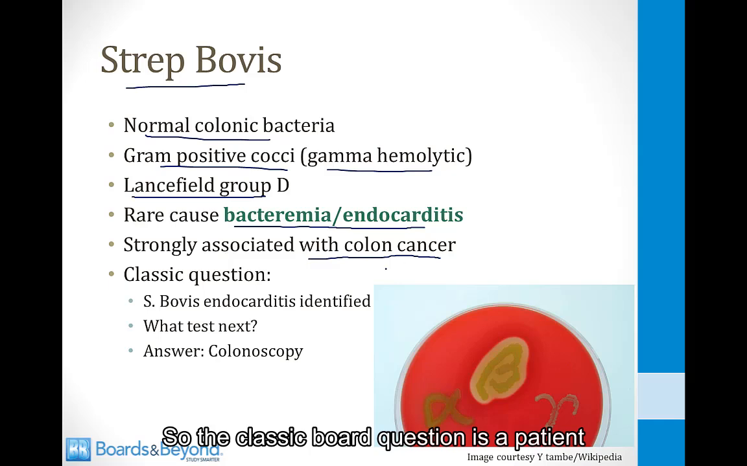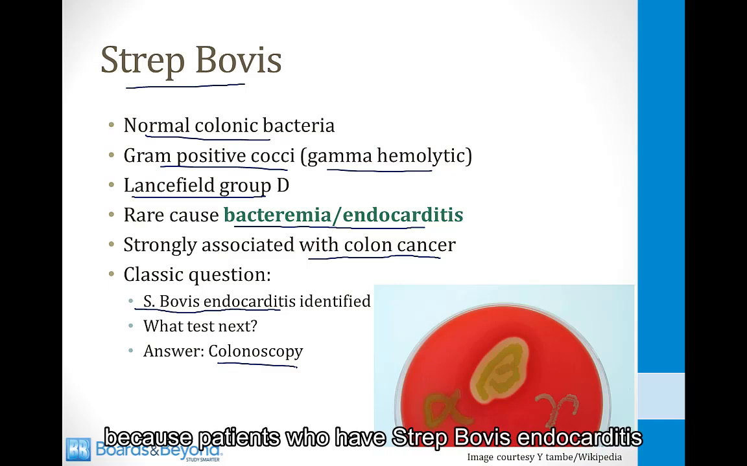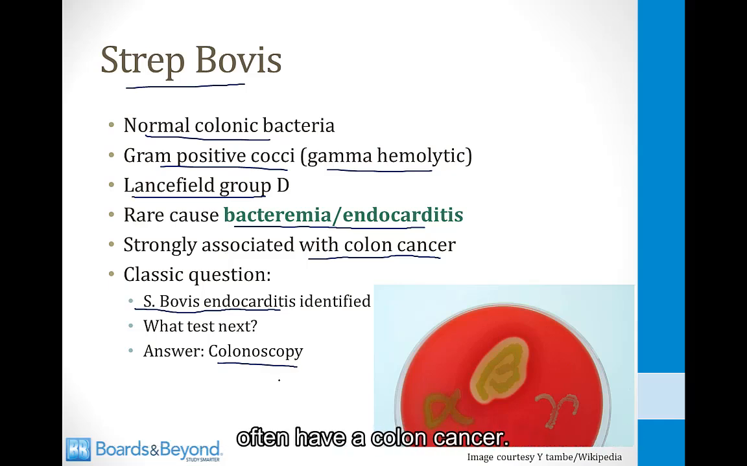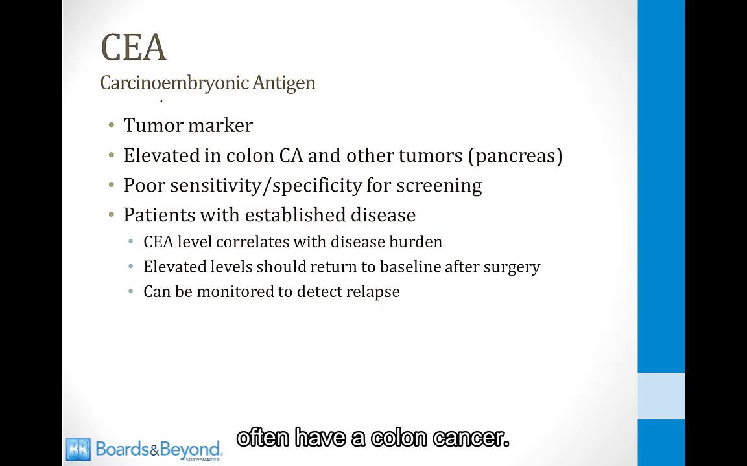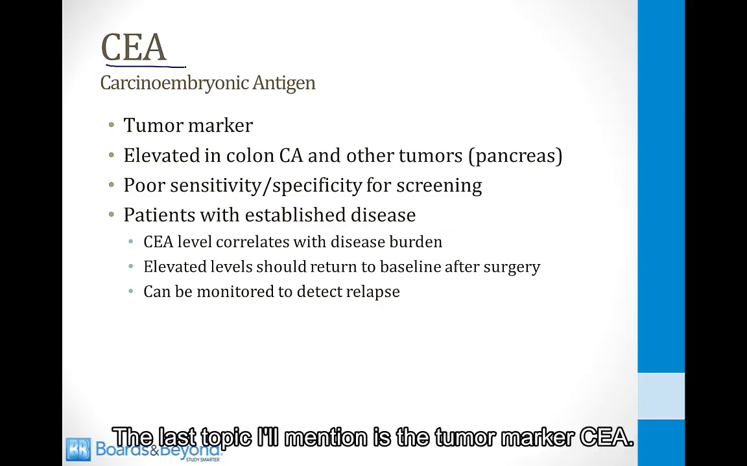So the classic board question is a patient who has a strep bovis endocarditis identified, and the question asks what test to do next. And the answer is colonoscopy, because patients who have strep bovis endocarditis often have a colon cancer. The last topic I'll mention is the tumor marker CEA.